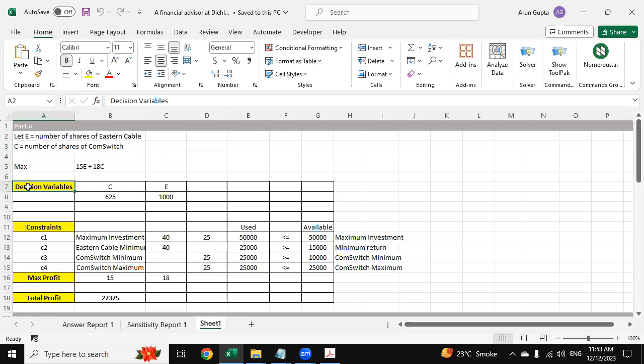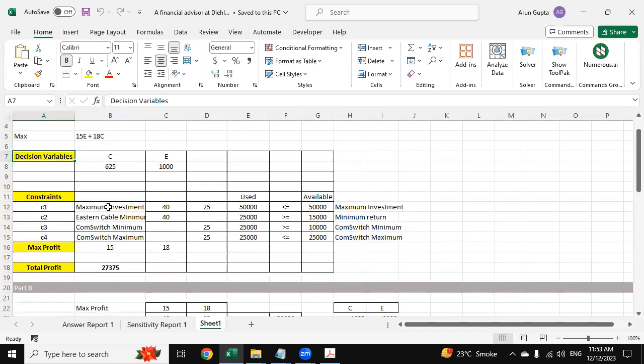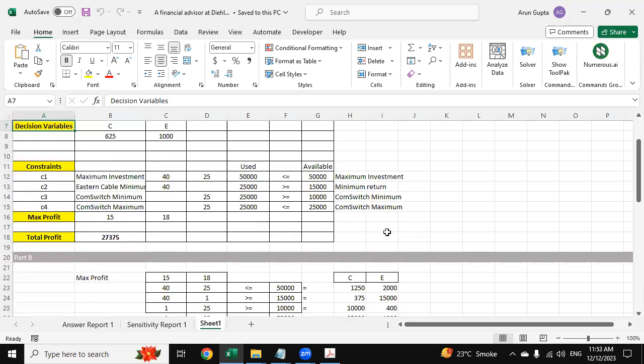Now here, these are the decision variables for C and E, and we have used Excel Solver to provide the solution. These are all the constraints, C1, C2, C3, and C4. And these are the constants: 50,000 for the maximum investment, 15,000 for the minimum return, 10,000 for ComSwitch minimum, and 25,000 for ComSwitch maximum.